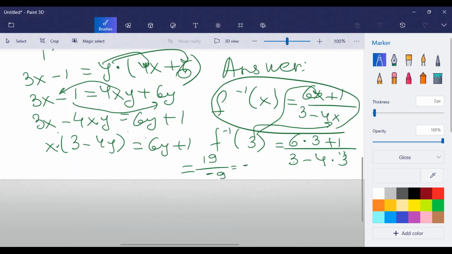So negative 2 whole 1 over 9. That's all. It's your final answer when they ask for f to the power of negative 1 of any number. It doesn't matter. If they say 5, just substitute 5 instead of x. That's all for this topic. See you in the next lesson.